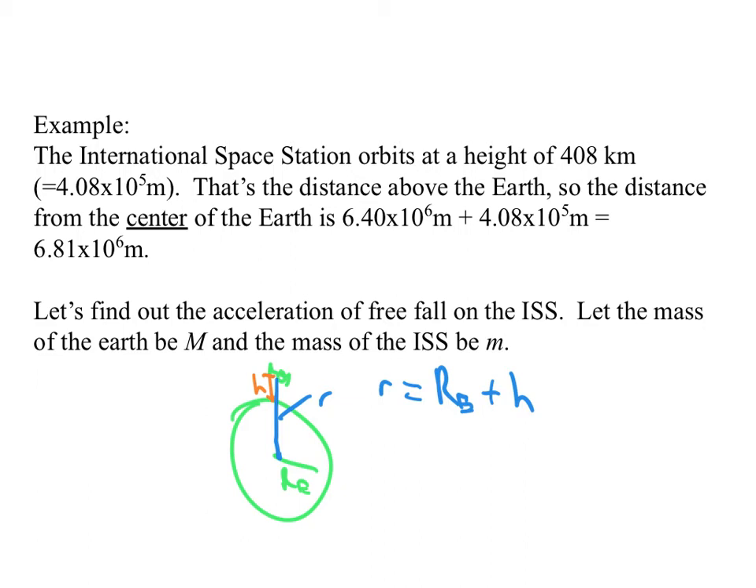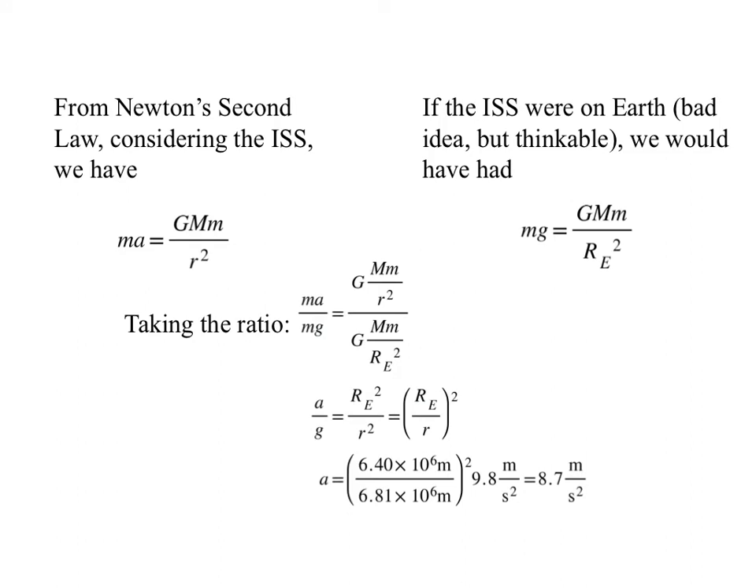Let the mass of the Earth be M, mass of the ISS be lowercase m. From Newton's second law, we have that F net equals ma. So ma is the gravitational force, GMm over r squared. But if we had the space station on the Earth, which I do not recommend because it's not structurally meant to be on the Earth, the acceleration would have been g. The gravitational force would be m times g, and that would be GMm over r_E squared.